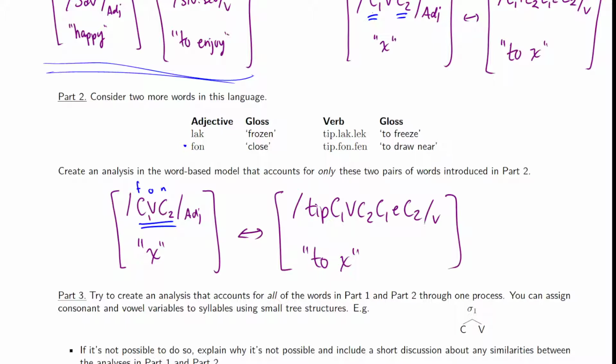So if I just fill these in, teep is given. C1 is F, V is O, C2 is N, C1 is F. We're kept with the E there, and then we get N for C2, and we get tip fon fen. So this can account for it. We have the E fixed, we have tip fixed, and then we keep the vowel the same in the middle. So we didn't get tip fin fen or tip fan fen. The O stayed the same. And it's the same with the adjective lak here. The A is staying the same in the middle.